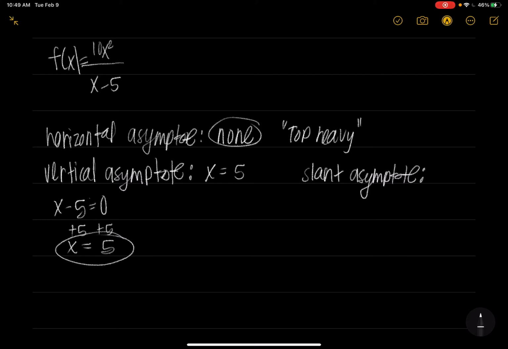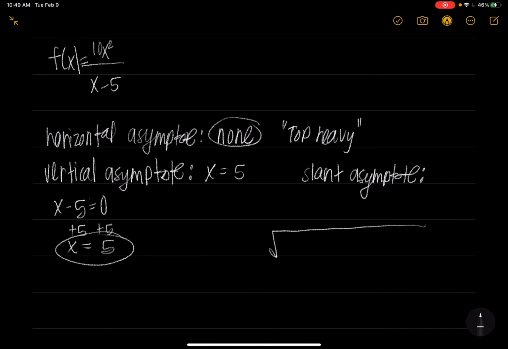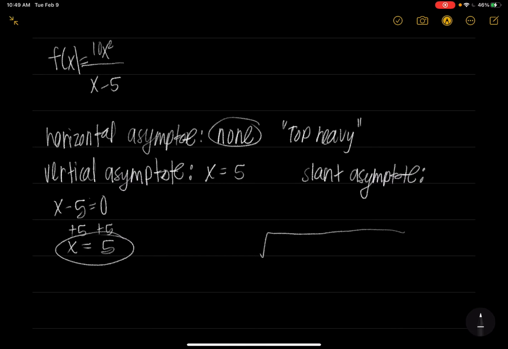And for the slant asymptote, we're going to take 10x squared divided by x minus 5. And let me do something real quick. I'm going to do long division, and that's a square root sign. Okay, for long division, I need placeholders.